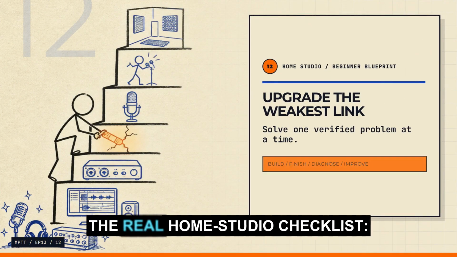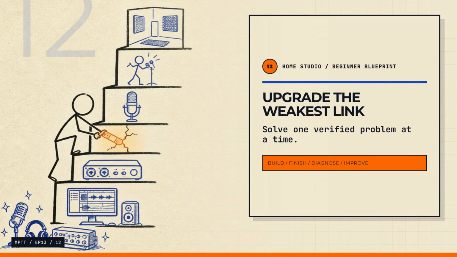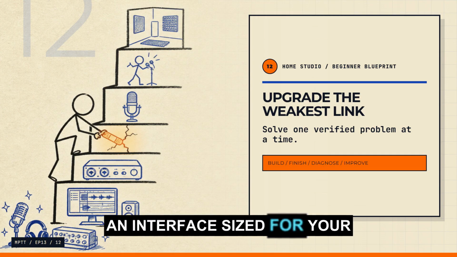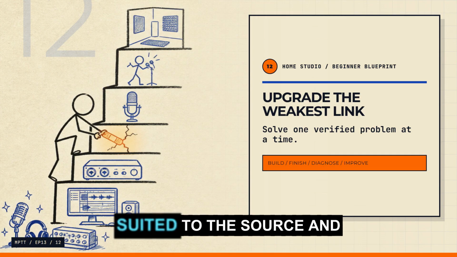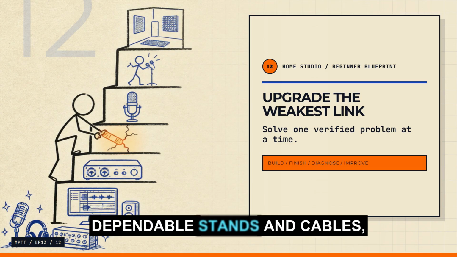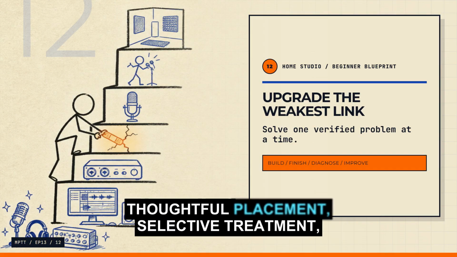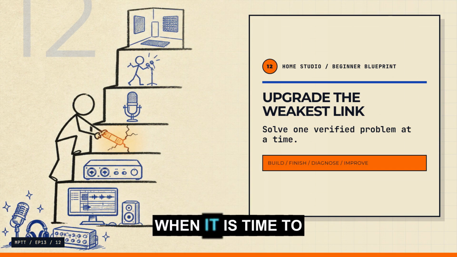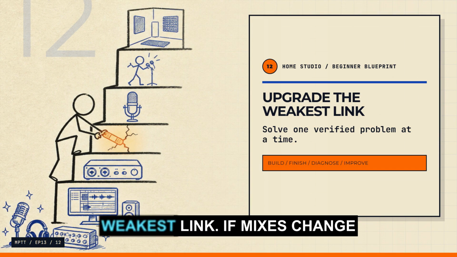You now have the real home studio checklist: a compatible computer, one door you know, an interface sized for your sessions, a microphone suited to the source and room, wired monitoring, dependable stands and cables, thoughtful placement, selective treatment, and clean gain staging. When it is time to upgrade, follow the weakest link.